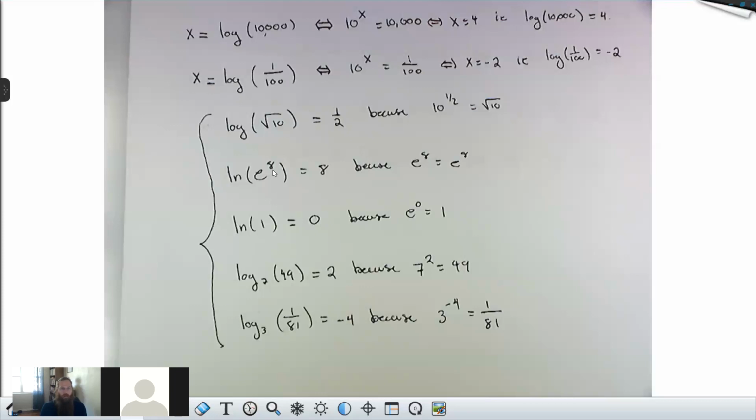I want to talk now about the logarithm as a function. Share with you some of the important properties of the logarithm function. So it is a tool for solving equations. That's where most of its utility comes from, especially at the college algebra level. But it's also a function in its own right.